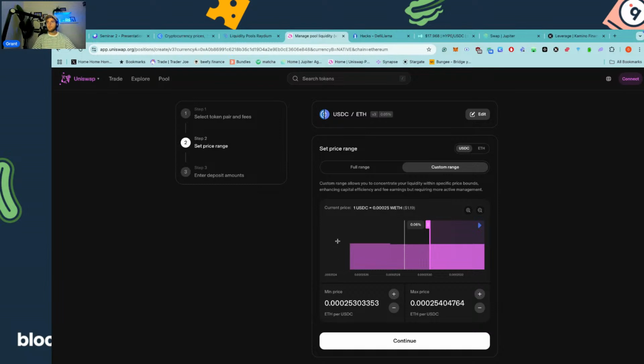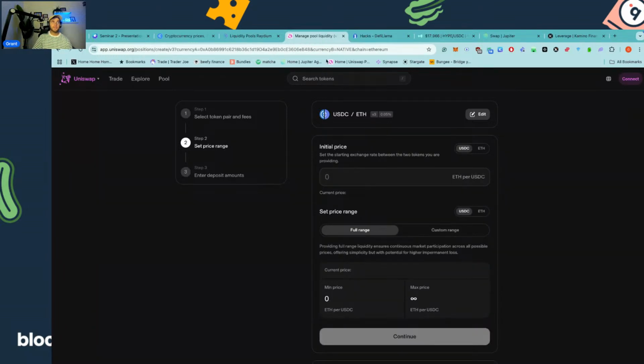Don't worry about that too much, but that's just how concentrated liquidity in UniV2 and UniV3 works. There's UniV4 that's coming on the horizon. That's going to be a whole different ballgame, but I just wanted to bring that up.